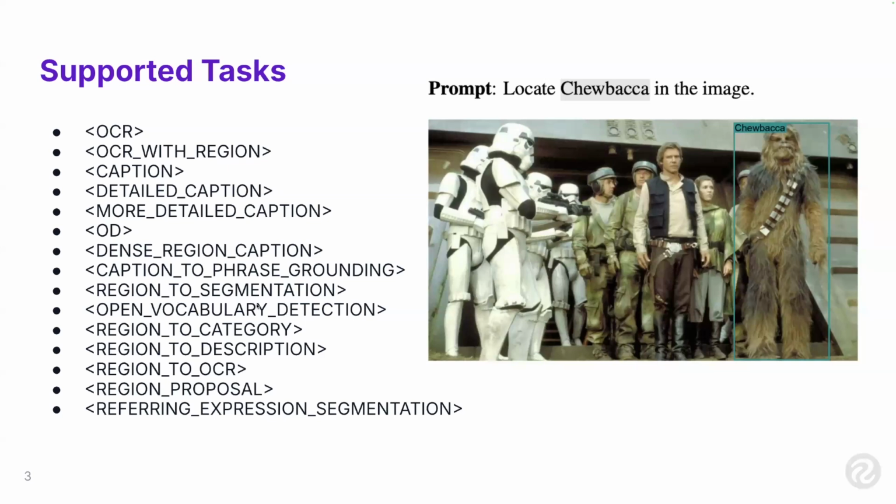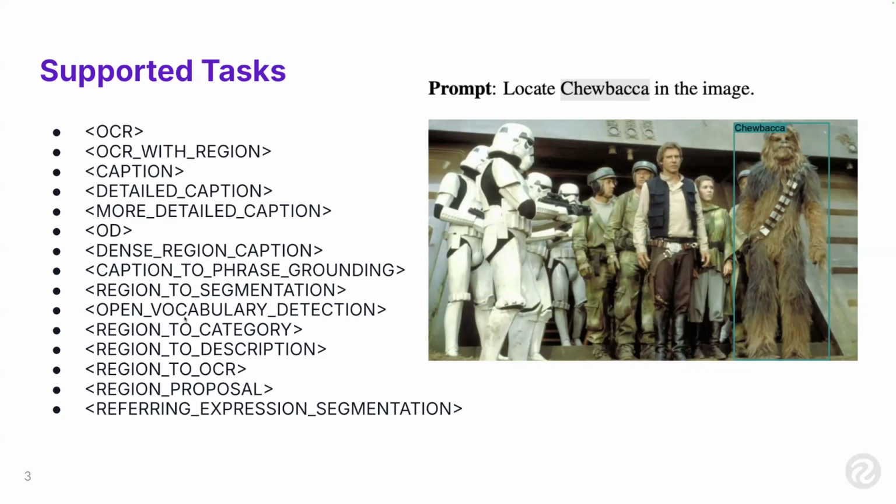Open vocabulary is very interesting. You would be able to basically specify which classes you want to find, and the model could search for them. So in this case, that's the image example I have here, which is from the Florence-2 paper, where they say locate Chewbacca in the image, and it can find him.